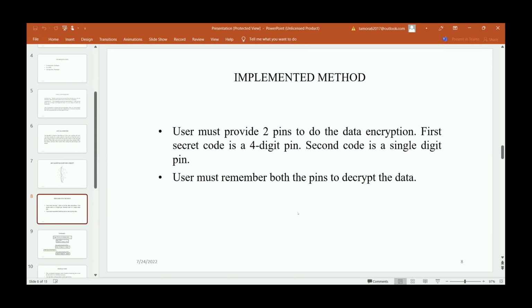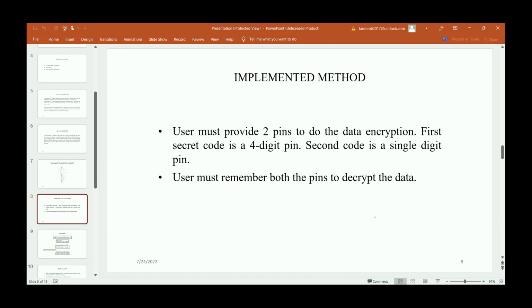Once you enter the first code, it goes to the second code. For example, if you enter a 5-digit pin, it is going to end the algorithm and you have to start again. So the max is 4 digits for the first code. The second code is just a single-digit pin.